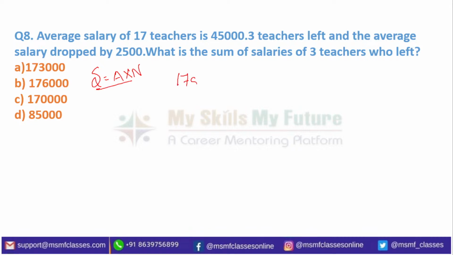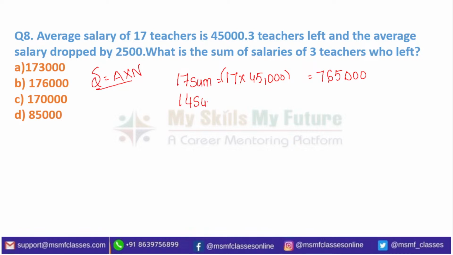The sum of 17 teachers equals number of persons 17 into average 45,000. 17 into 45 is 765, and with 3 zeros, 7,65,000. When 3 teachers are left, out of 17 members, the remaining members are 14.